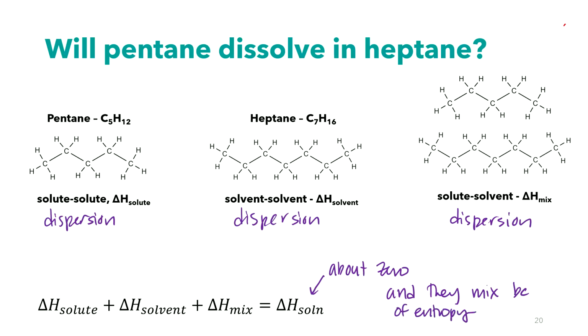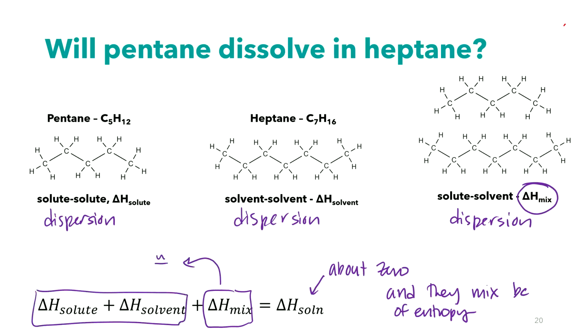All right? And we are working our way towards the phrase that I think most people are familiar with. We've all heard "like dissolves like," and this is the scientific underpinning of that, right? When we dissolve like things, our delta H mix is probably about the same size. So it's probably equal to the size of these two things. So there's nothing holding them back from mixing, right? Because the interactions are the same.